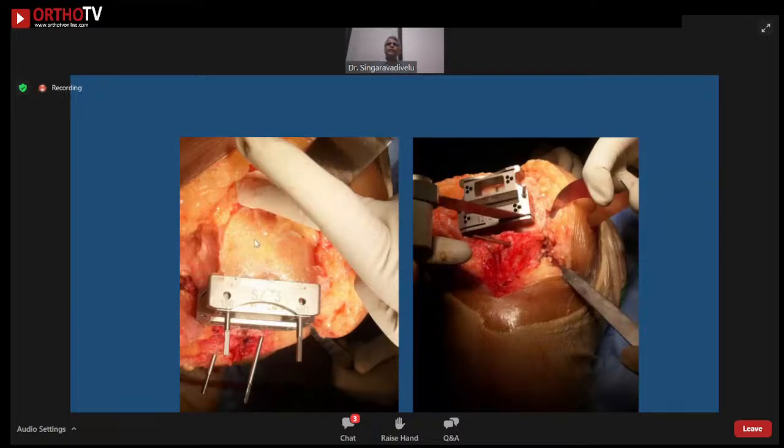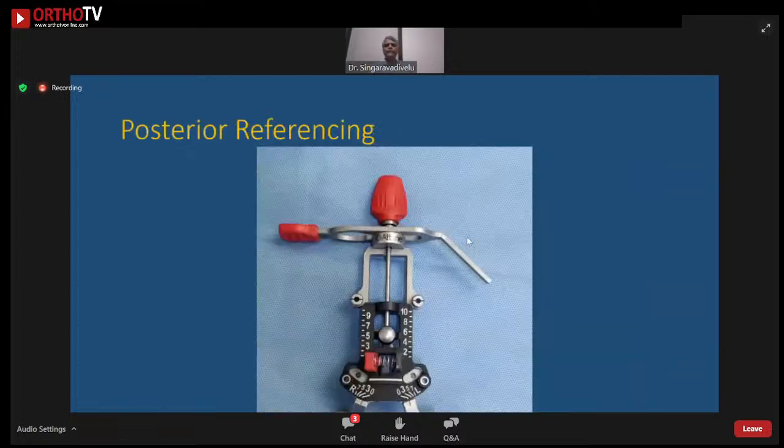When you take an anterior cut, it should be a grand piano sign. The medial side should be one third the lateral side. That will be the indication that you have taken the cut rightly. It should not be a butterfly, or two semicircles. If you take the cut on the medial side, you have to protect the MCL. On the lateral side, you have to protect the popliteus tendon.